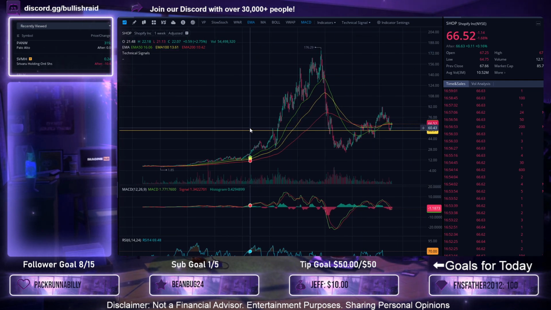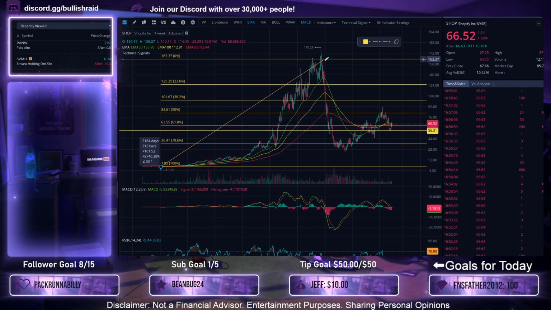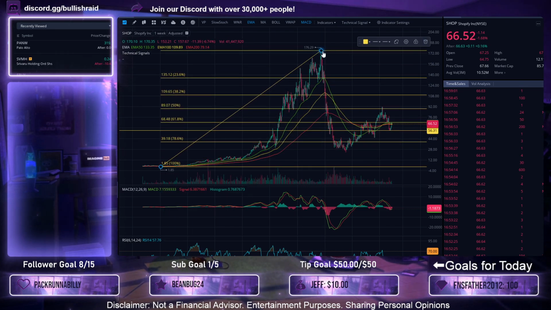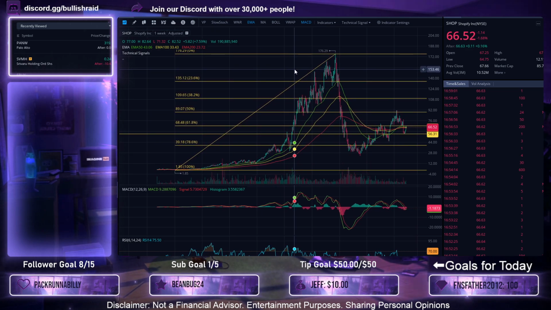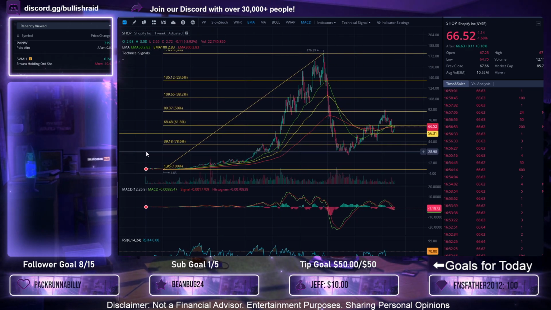For the Fibonacci retracement, I just start at the low where I see it in the chart here. So again, since this is the weekly chart, I see a low of $1.85. I'll click there and drag it to the high that I see. The high there in the chart is 176.29, and then the low is 1.85.